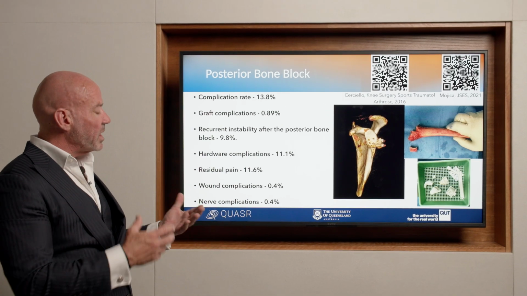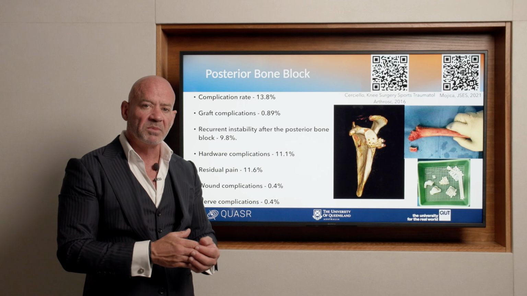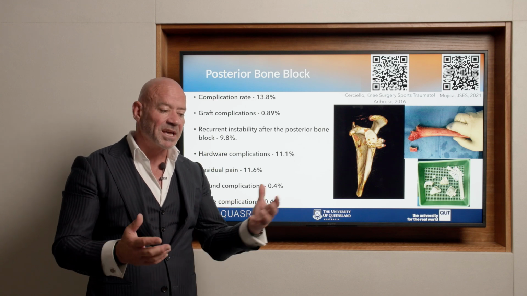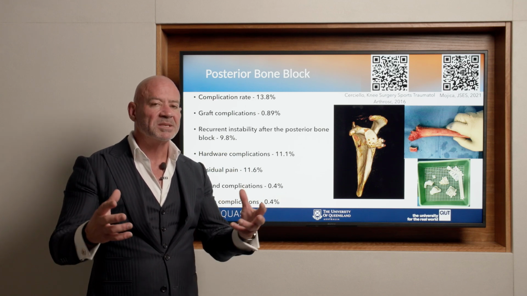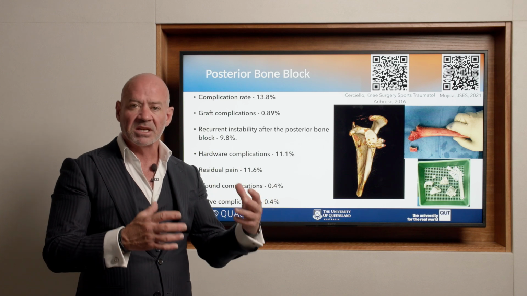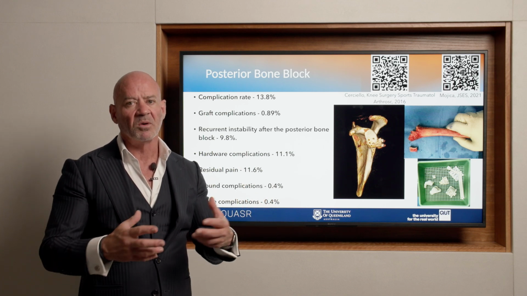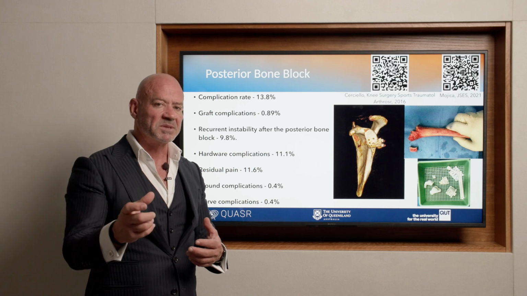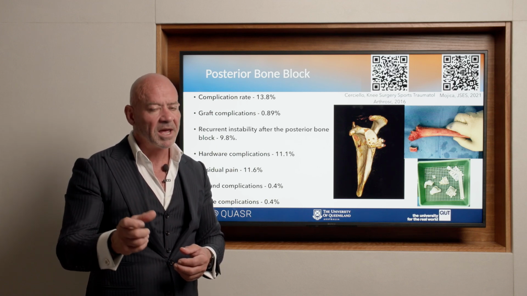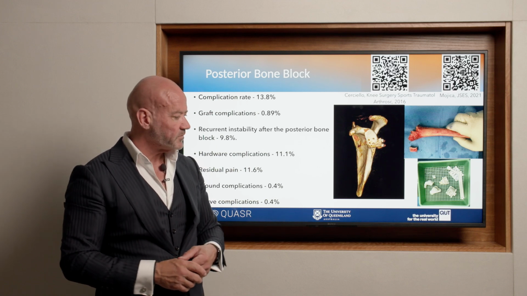Now, when I'm talking to patients about a posterior bone block, first thing is, it's not a very common operation I do. Most instability is anterior instability, anterior dislocations. About 90% of all instability is anterior and 10% posterior. So posterior is rarer and is more difficult to deal with.